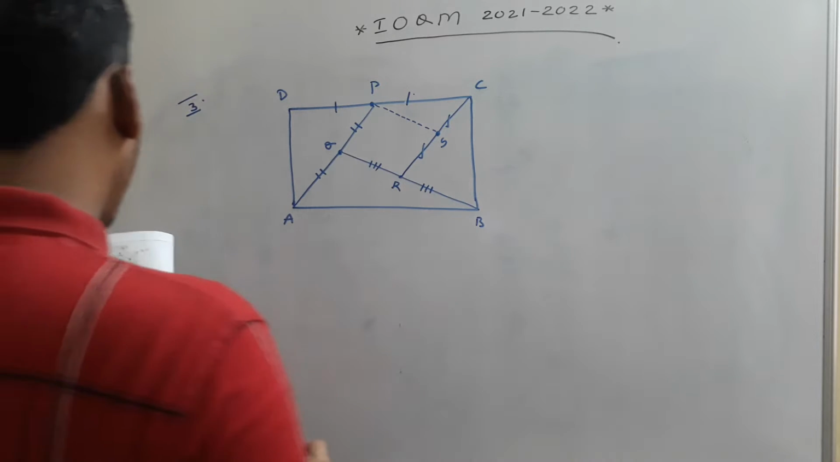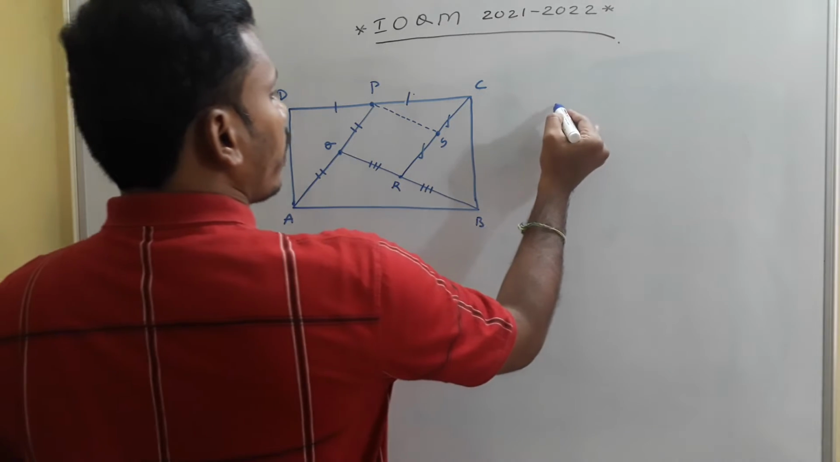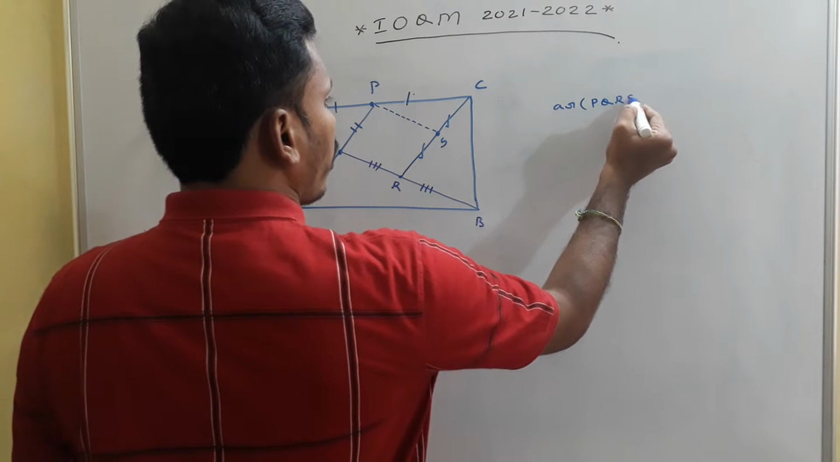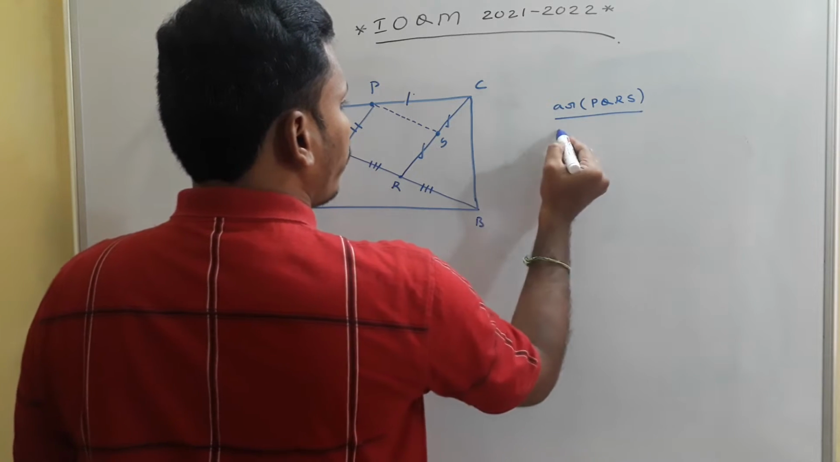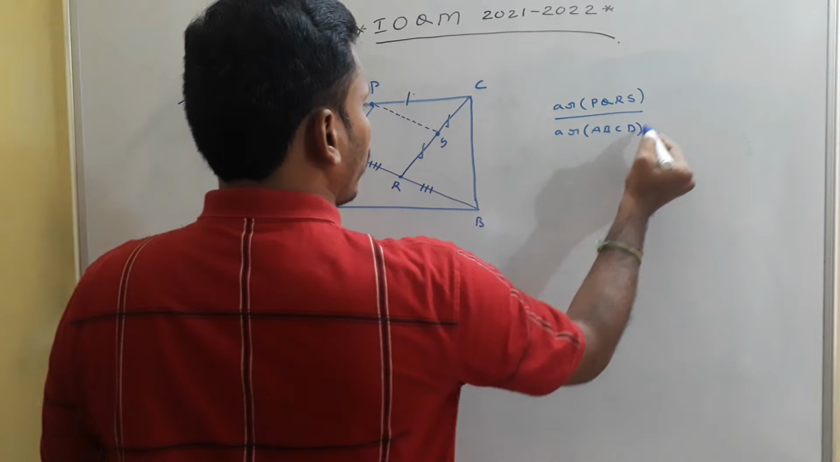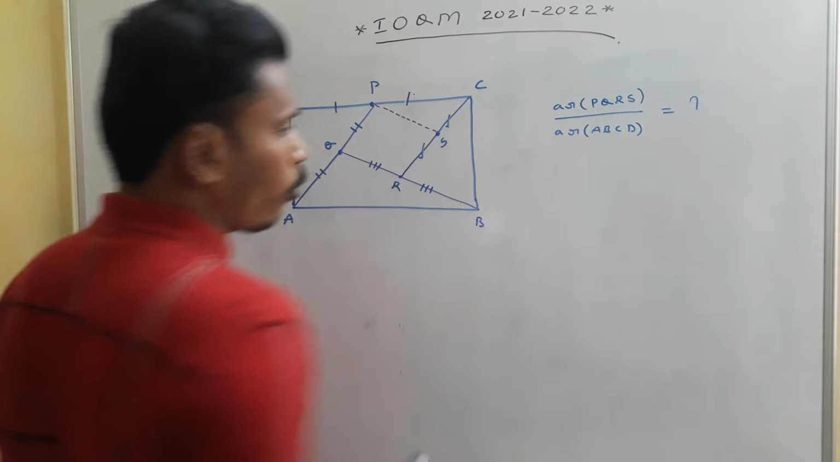Now what is our target? Our target is to find the ratio between the area of the quadrilateral PQRS divided by the area of the rectangle ABCD. This ratio we need to find for this problem.